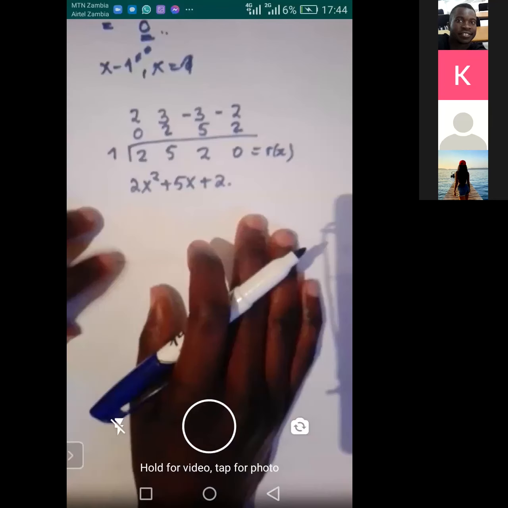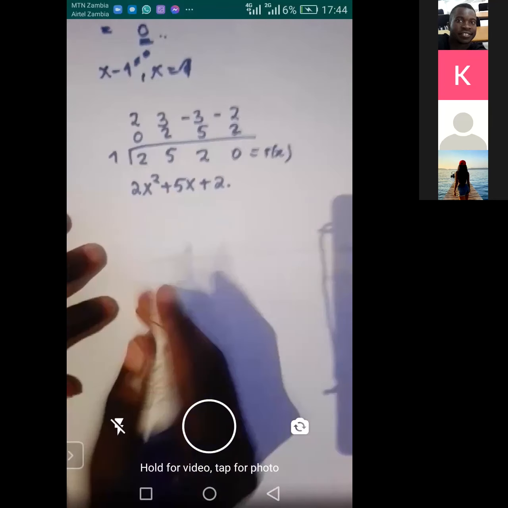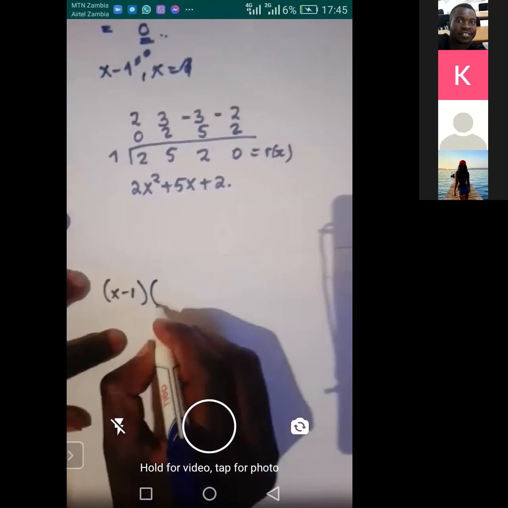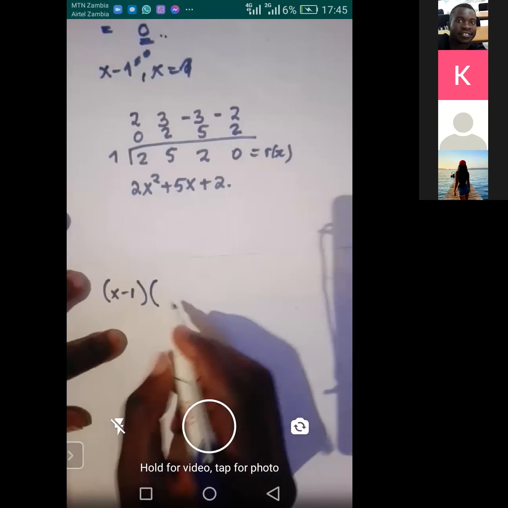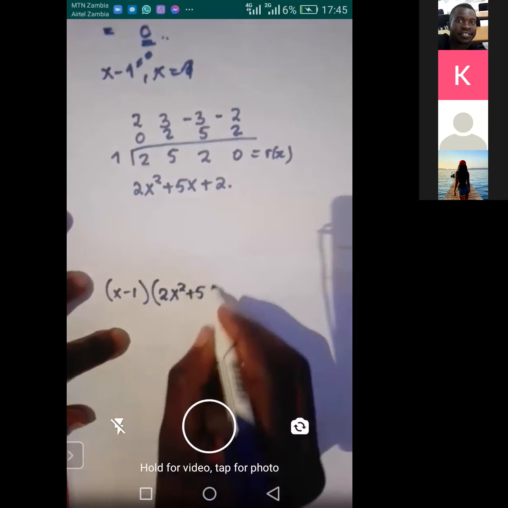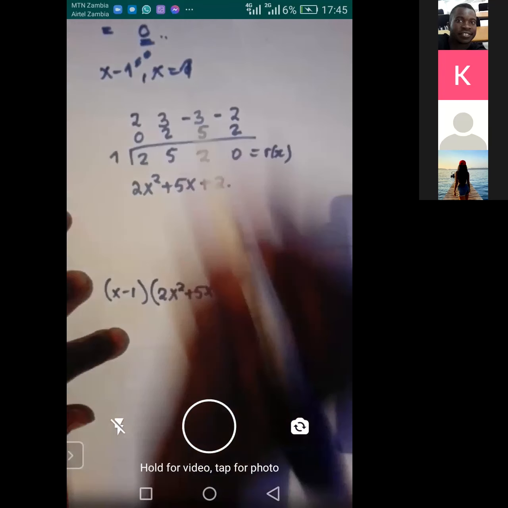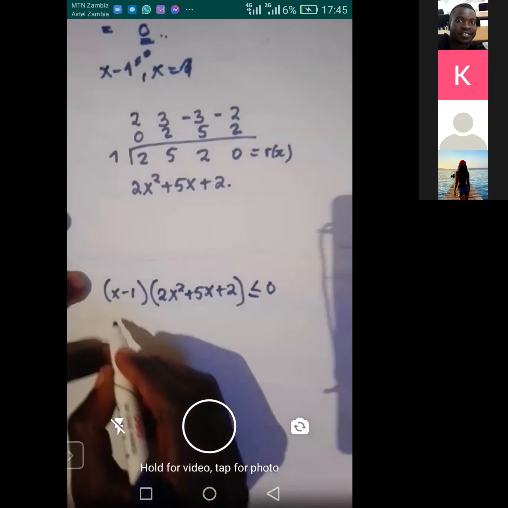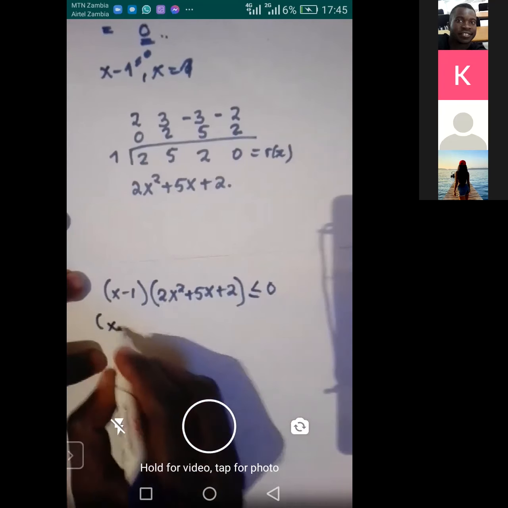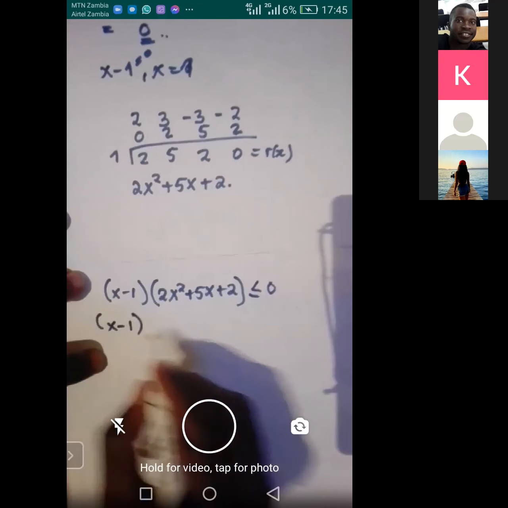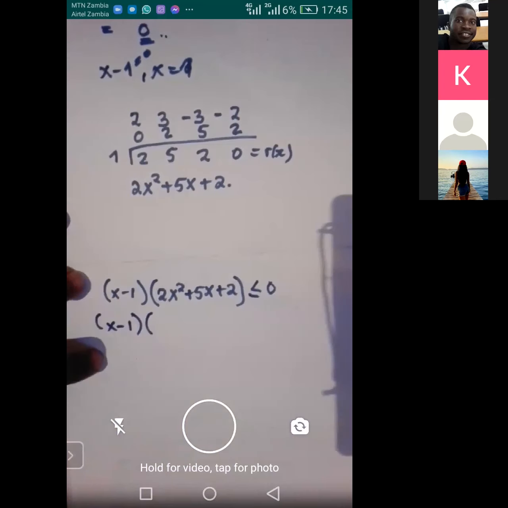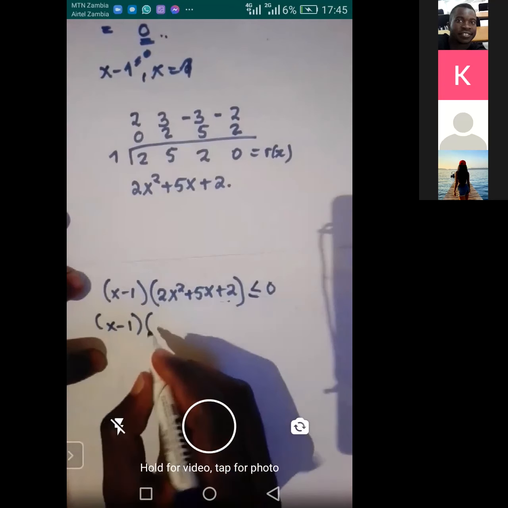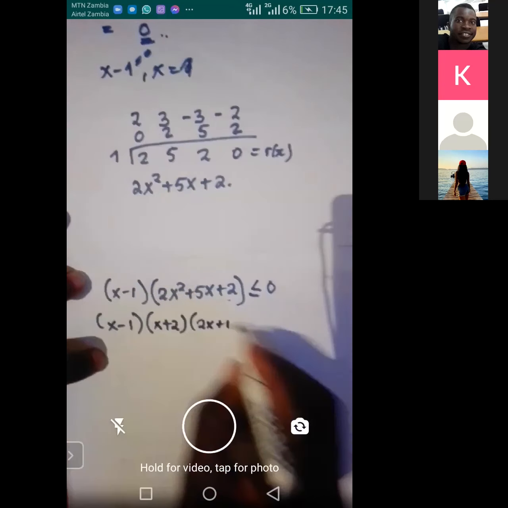Okay, so from here, you see that this your polynomial is going to be written in this form. So you have 1 factor x minus 1, then times this one here, which is 2x squared plus 5x plus 2. But we are saying this should be less or equal to 0. And here you're going to factorize this one now, which is very simple. So please factorize this. You're going to get x plus 2 and 2x plus 1, which is less or equal to 0.